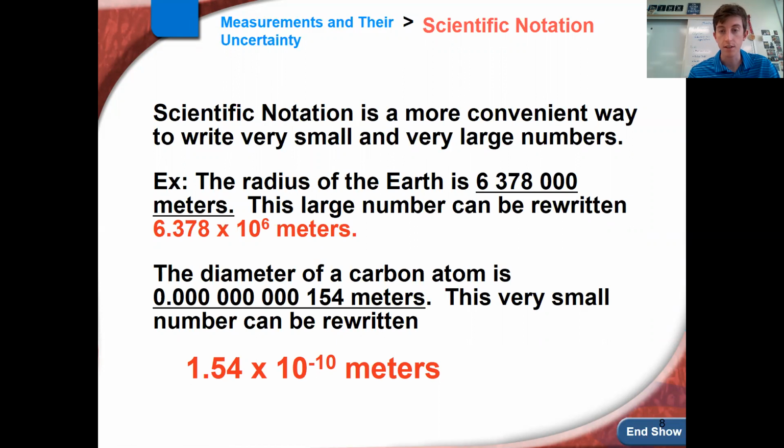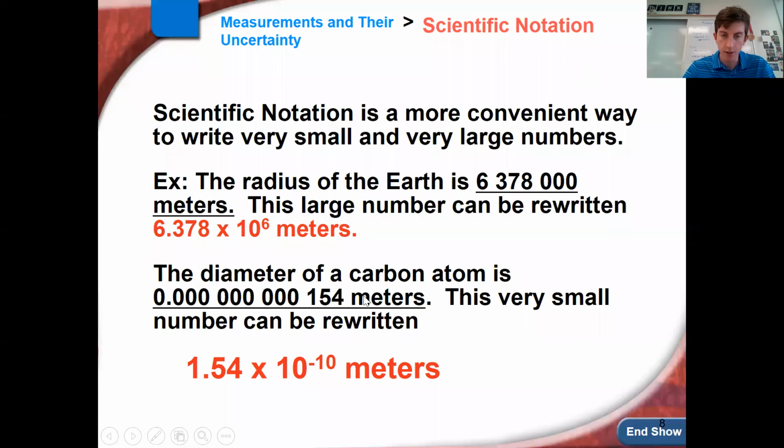So, for instance, all you have to do for scientific notation is start where the decimal point normally is, and then count your places over to the left. So you have 6,378,000. Well, there's 1, 2, 3, 4, 5, 6 places over until you get a number between 1 and 10. The final product with scientific notation needs to be a number between 1 and 10, and then you multiply by 10 raised to the number that you moved over.